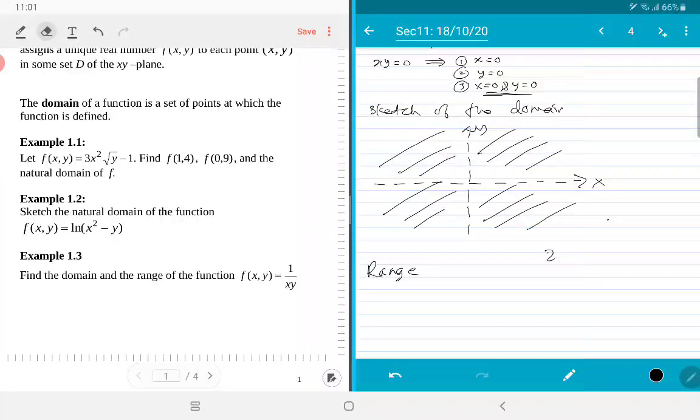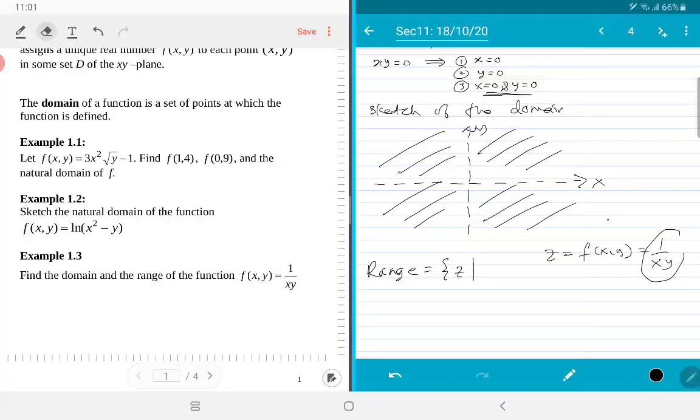Okay, so for the range, the function is z equals 1 over xy. For the range we look for all possible values of z. We have 1 over xy, so x can be positive, can be negative, as long as it's not 0. y can be positive, can be negative, but it cannot be 0. And of course both x and y cannot be 0 at the same time, otherwise the function is not defined.